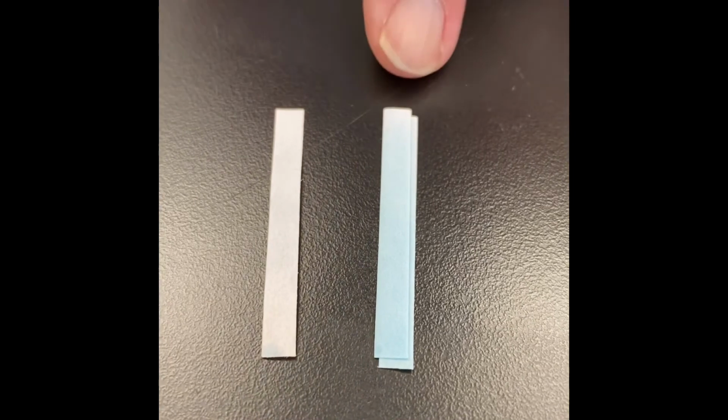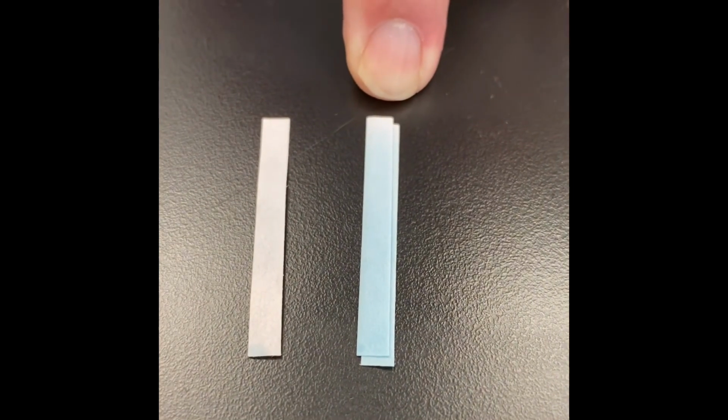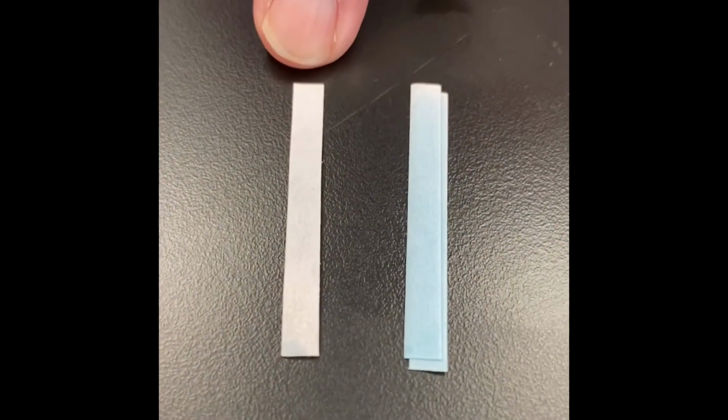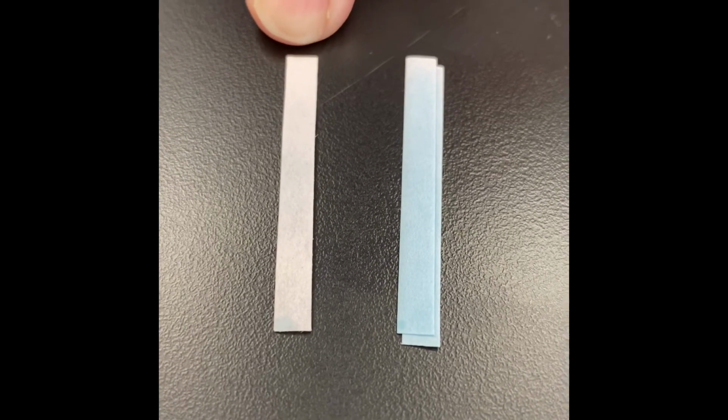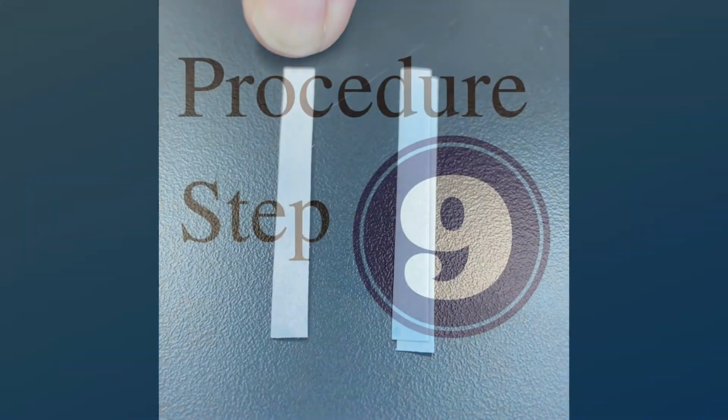Okay, this is the cobalt chloride paper before. Notice it's blue. This is the cobalt chloride paper after. Whitish, pinkish.